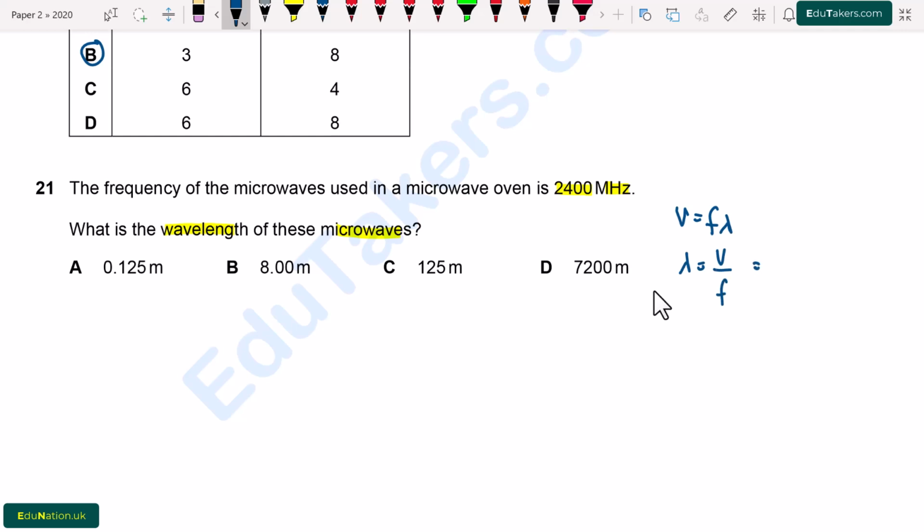The microwaves move with the speed of light, which is 3.0 × 10^8, divided by the frequency, which is given. It is equal to 2400 multiplied by 10^6 Hz. So I write here 2400 × 10^6. So the value of the wavelength will be equal to 0.125 meters. From here option A is correct, which shows that the wavelength of these microwaves is 0.125 meters.